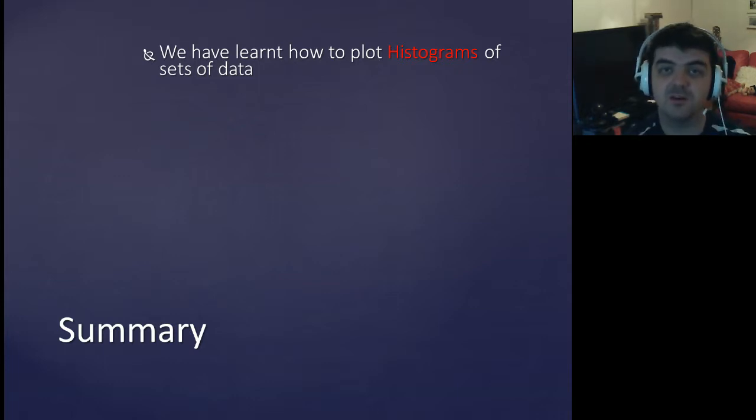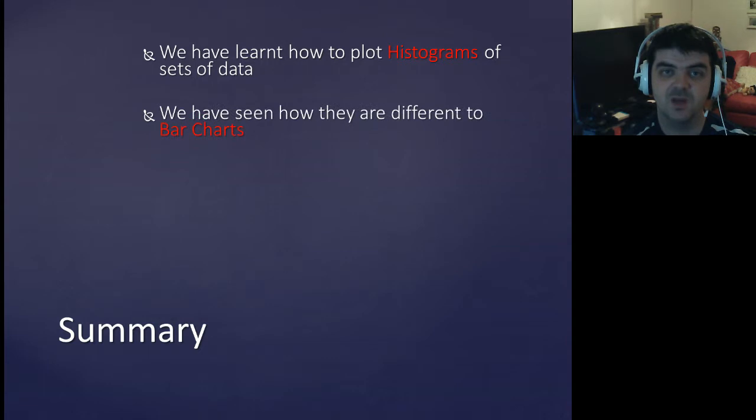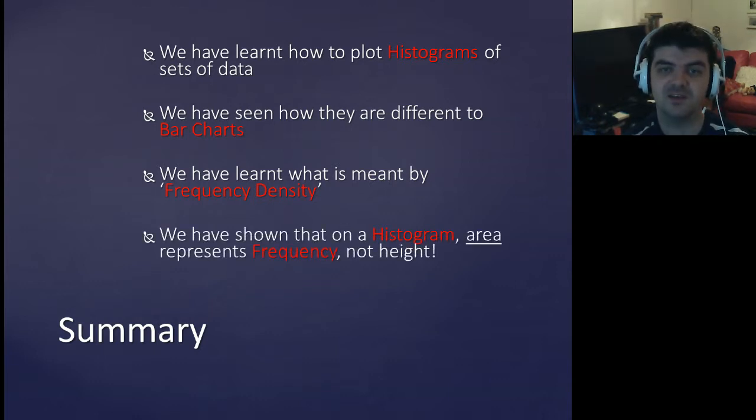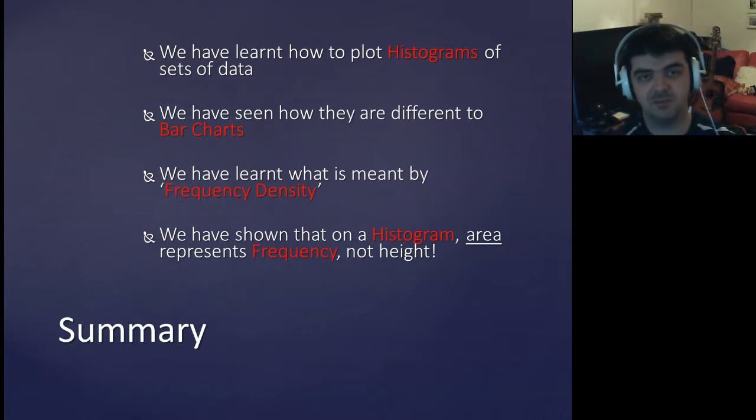So we've learned how to plot histograms of sets of data. We've learned how they're different to bar charts, and we've learned what is meant by the term frequency density. Remember, it's the frequency divided by class width. We've shown that on a histogram, area represents the frequency, not the height, which is what happens in bar charts.